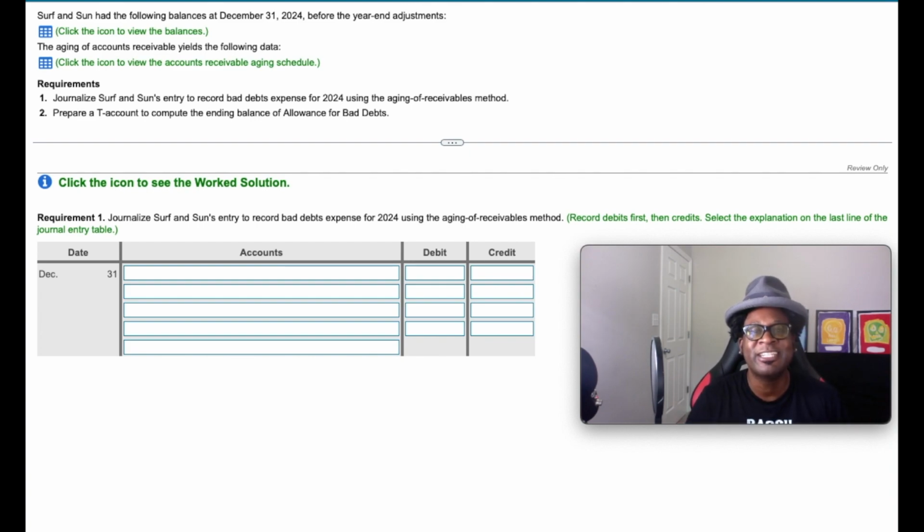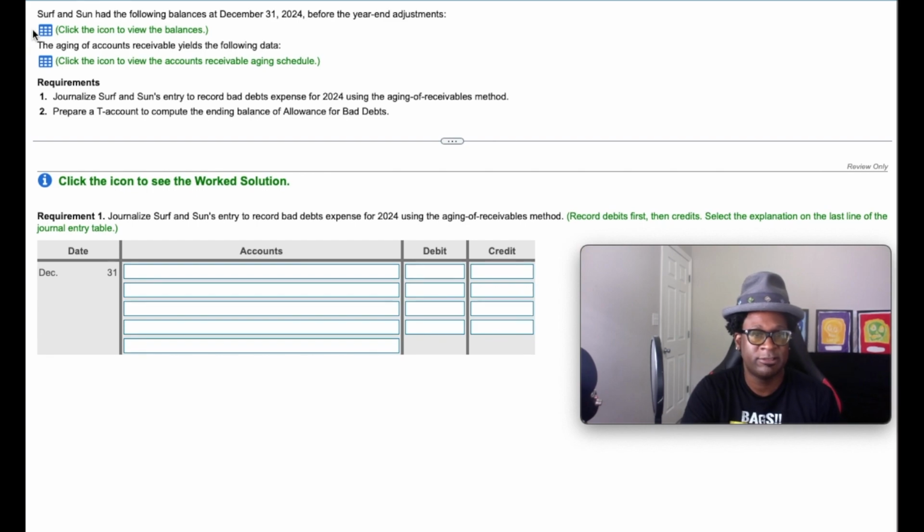Today we're going to take a look at how to properly utilize the aging table based on the allowance method to estimate uncollectibles. So if you're unfamiliar with the allowance method, don't fret, gang. I'll drop a link to get you up to speed in no time. So with that being said, let's get it.